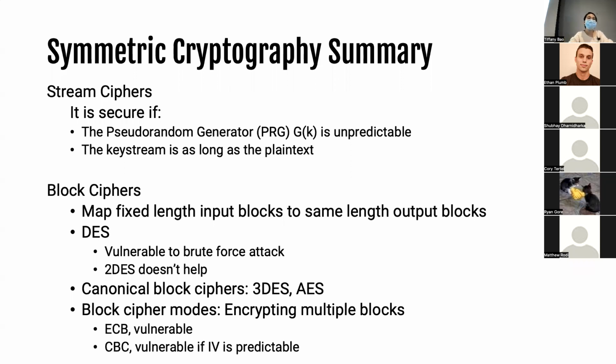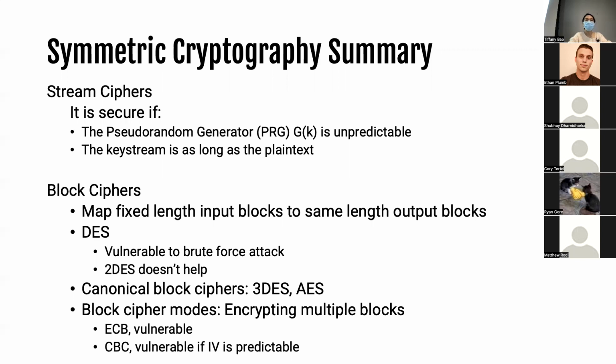It is proven that the one-time pad is secure, but only if the pseudo-random generator, here G of K, which is the stream that is XORed with the plain text, is unpredictable. Also, of course, the key stream has to be as long as the plain text, so that every bit of the plain text is XORed with a specific bit in the key stream. So that's stream ciphers.